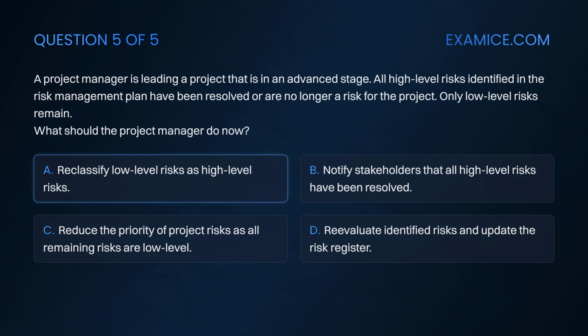Option A. Reclassify low-level risks as high-level risks. Option B. Notify stakeholders that all high-level risks have been resolved. Option C. Reduce the priority of project risks as all remaining risks are low-level. Option D. Reevaluate identified risk and update the risk register.